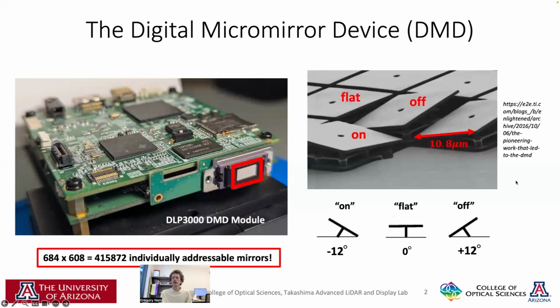A digital micromirror device, or DMD, is an array of individually addressable micromirrors developed by Texas Instruments. Here is a picture of what a DMD module looks like and an up-close view of a few of the mirrors. The red boxed region is the active mirror array and contains over 400,000 individual mirrors. Each mirror is about 11 microns on a side and can rotate plus or minus 12 degrees with respect to a flat state along the mirror diagonal.